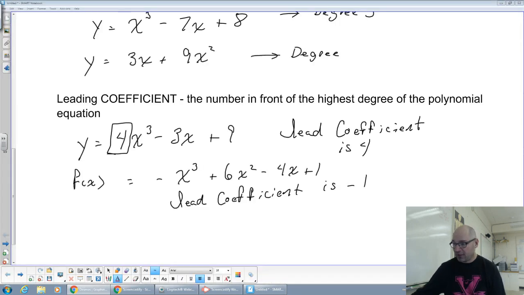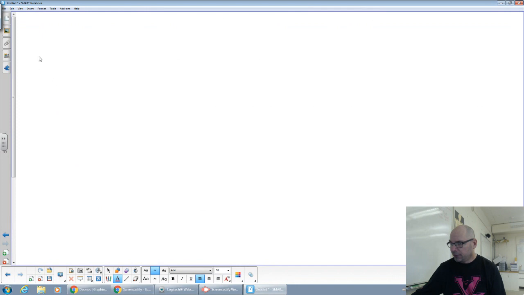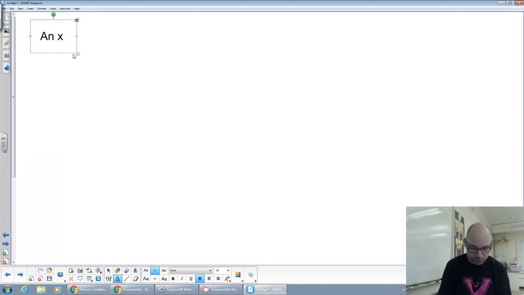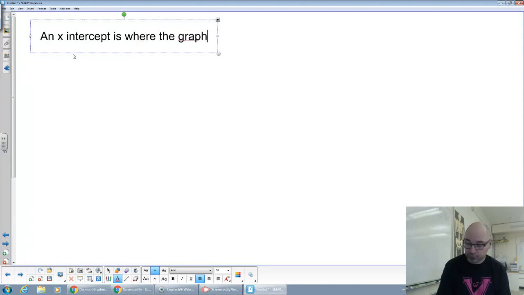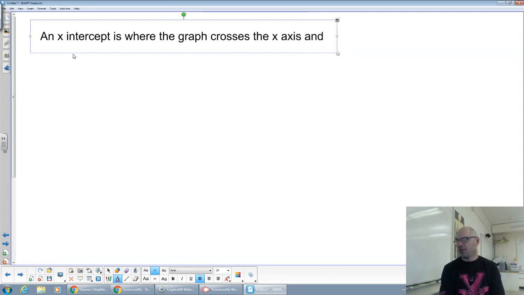Let's put this over on the side here. Go into the next page here. Okay. So an x-intercept is where the graph crosses the x-axis. And with this, y equals 0. We'll just put that in brackets. Y equals 0 at the x-intercept.